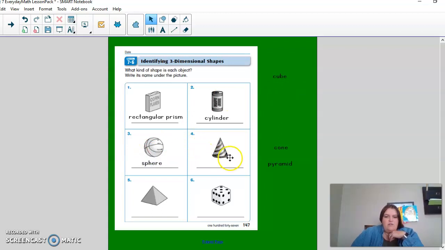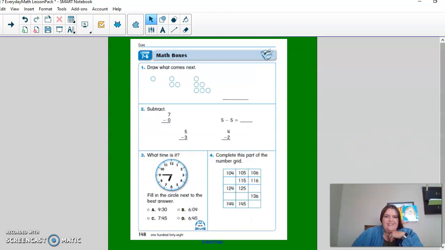Here we have 1 flat face and a curved, which is a cone. Here we have the 1 flat face and then the 4 on the outside, which makes the triangle shape, which is a pyramid. And then for the dice, all flat surfaces. There you go. Good job.